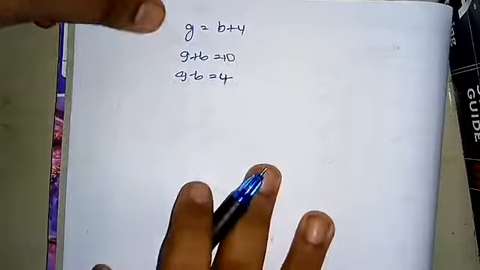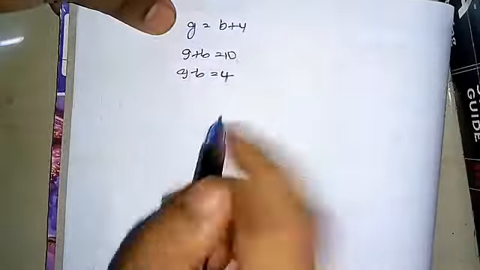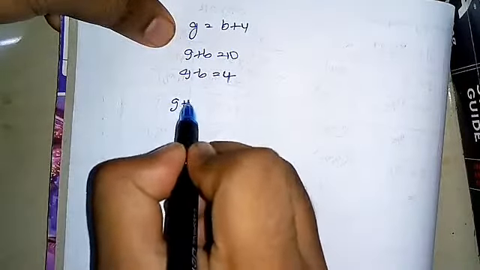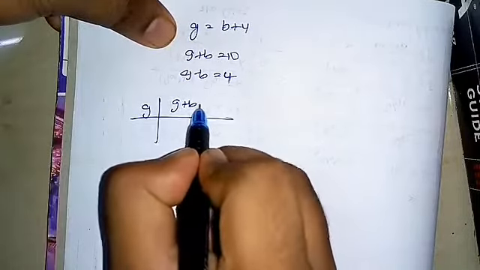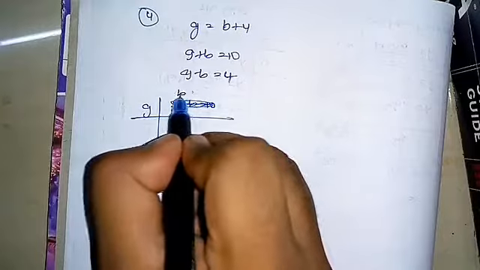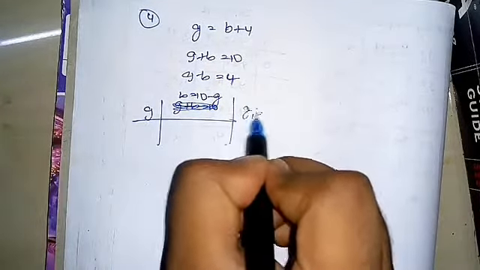So what you can do is, let's form a table for this equation. G plus B is equal to 10. Sorry, B will be 10 minus G. G comma B.